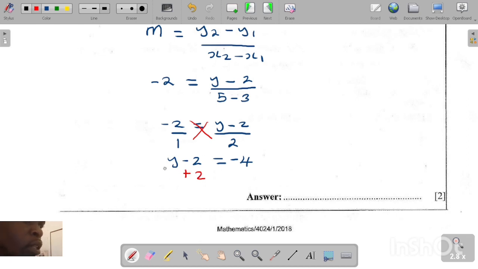So what we've done on the left hand side, we also do on the right hand side so that the equation remains balanced. So what will remain is y is equal to, this becomes a 0, then negative 4 plus 2 is negative 2. So meaning y is equal to negative 2.